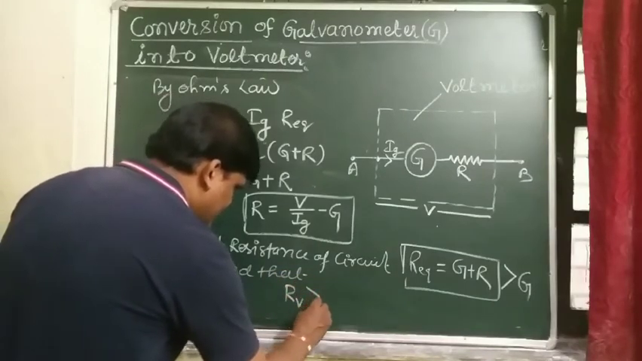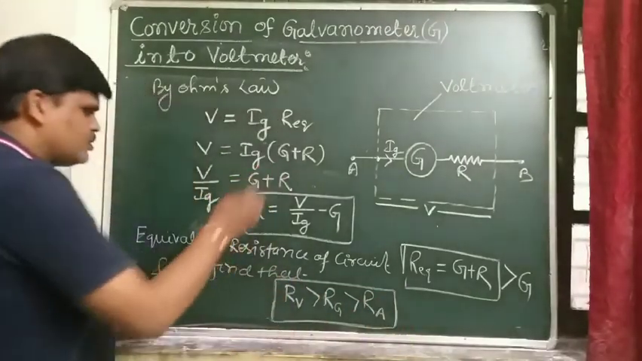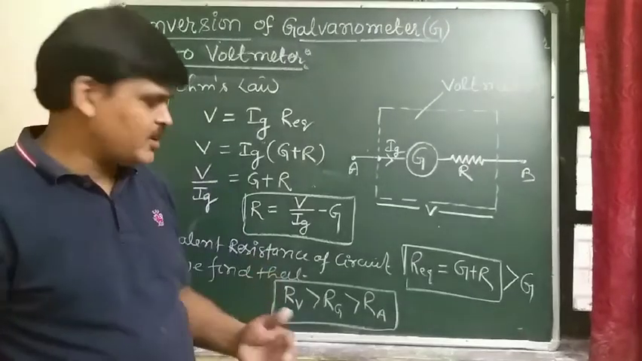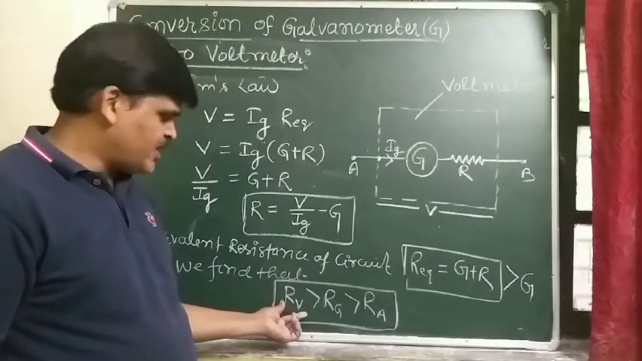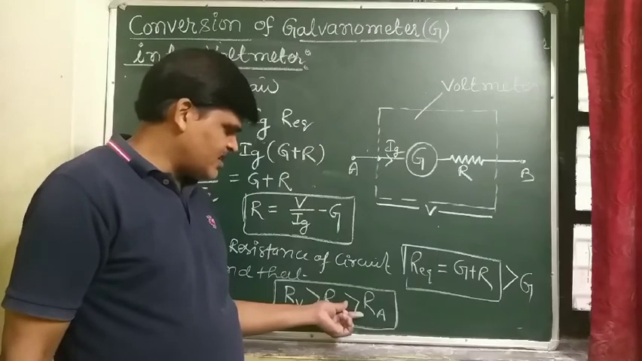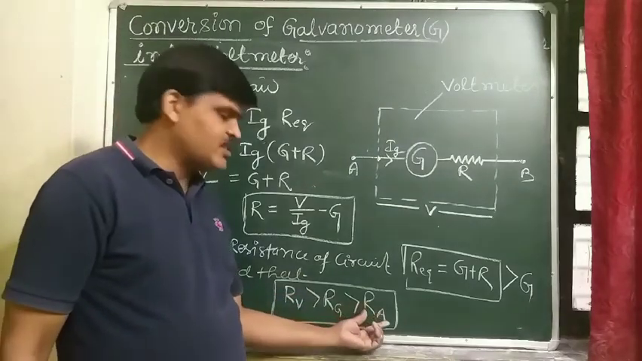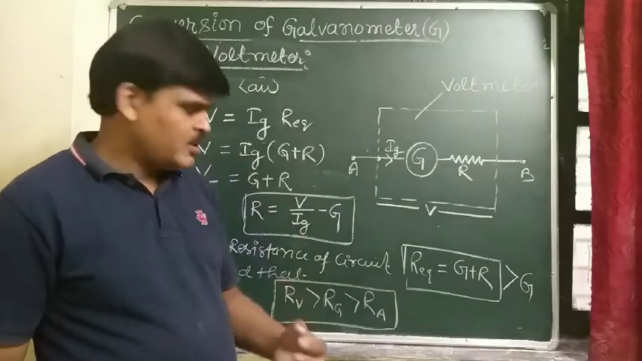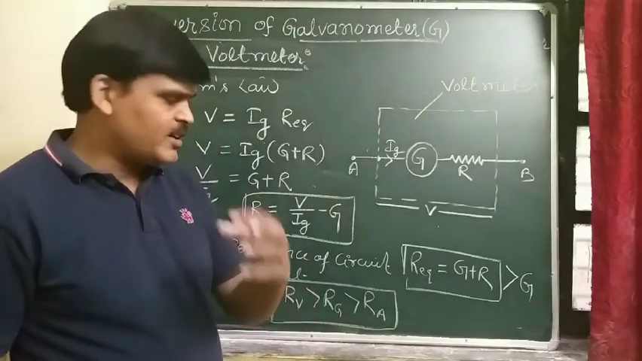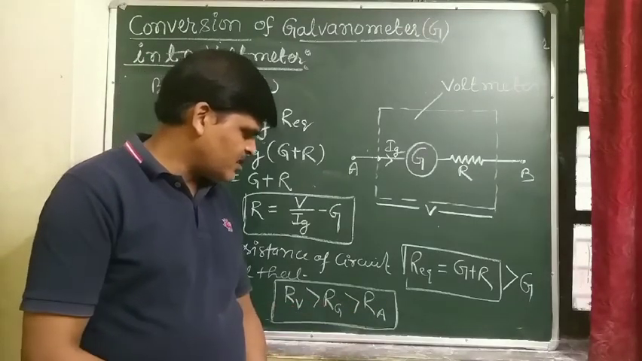And students, we find that the resistance of a voltmeter is greater than the resistance of a galvanometer, which is greater than the resistance of an ammeter. From the conversion of galvanometer into ammeter and into voltmeter, we find that the resistance of the voltmeter is greater than the resistance of the galvanometer, and the resistance of the galvanometer is greater than the resistance of the ammeter. It means the voltmeter has the highest resistance, and the ammeter has the lowest resistance. So the resistance of the voltmeter is greater than the resistance of the galvanometer, which is greater than the resistance of the ammeter.